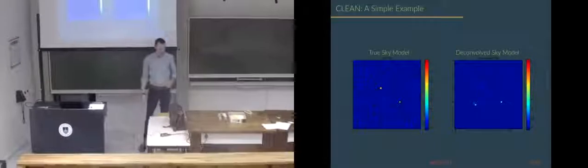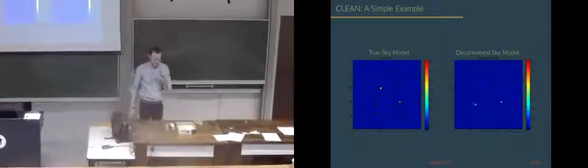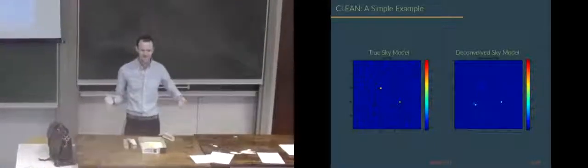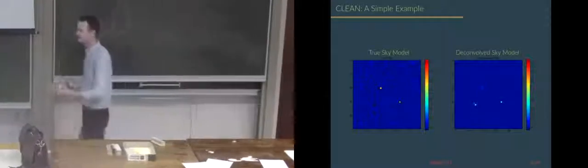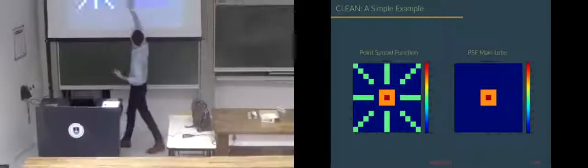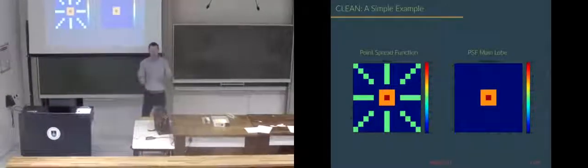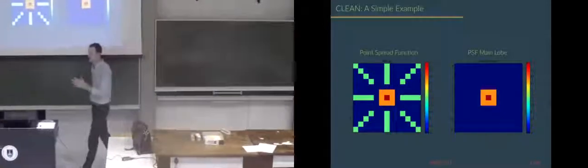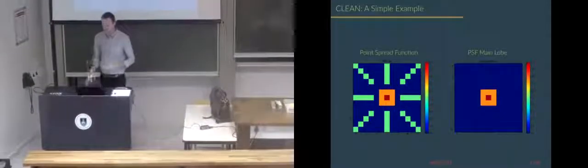And so what you can do is say, well, these point sources are delta functions, so they say we have infinite resolution, but in truth we don't. We have some resolution that's something like the PSF main lobe. This is the main lobe, and it's Gaussian-like. And so what we do is take that sky model and convolve it with that main lobe.